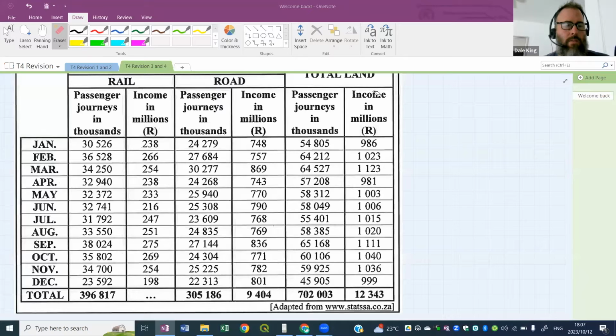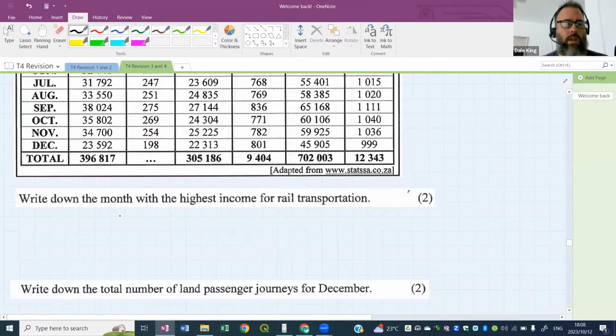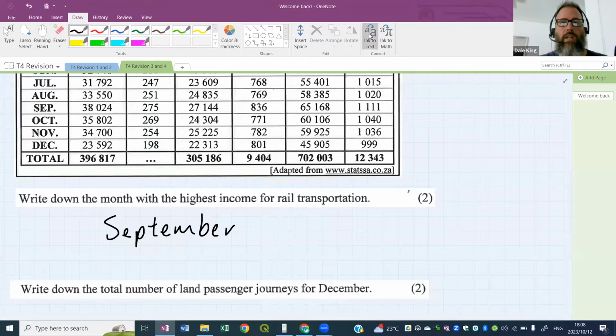Okay, we got an answer for September. September. Okay, so everyone's saying 275 million. I agree with you because I don't see a number bigger than that in that column. So September must be the highest income for rail in terms of rands. Yes, well done. Okay, so we're going to say September and we'll take our 2 marks. Thank you very much. Money in the bank.